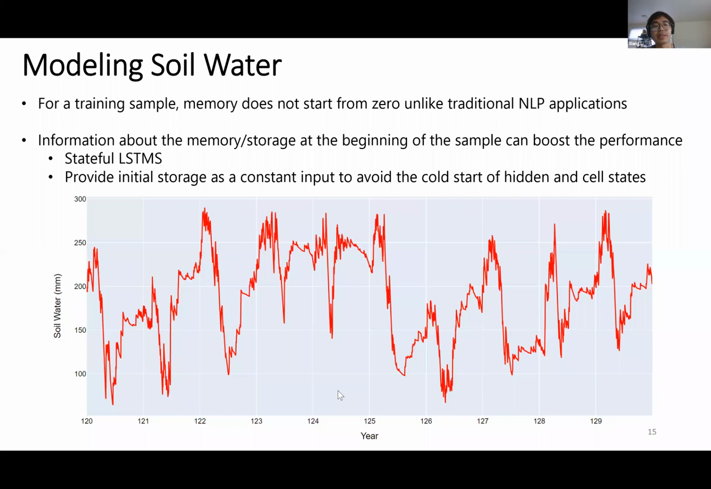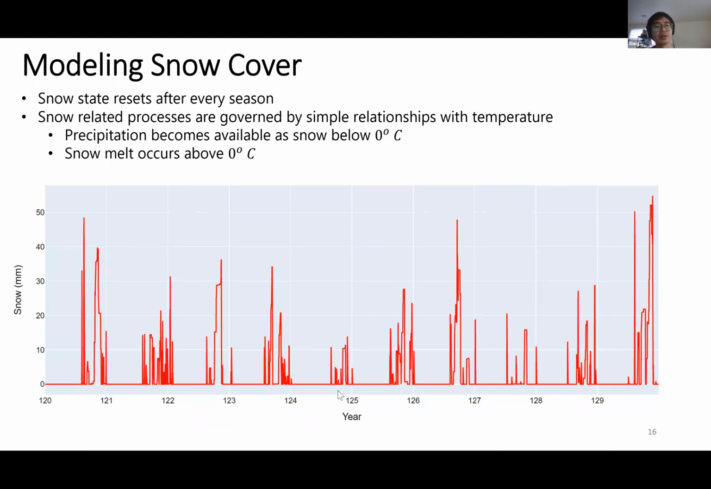And from the experiment we just conducted and the results I showed, we could find that the memory and storage at the beginning of the sample could boost the prediction performance. This slide shows soil water dynamics. And this slide shows the snow cover. Especially in winter periods in Minnesota, the snow will be accumulated.